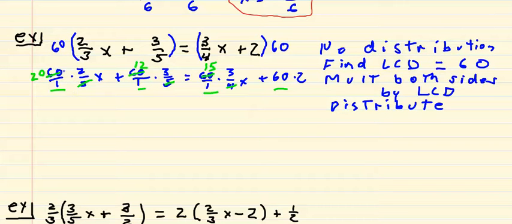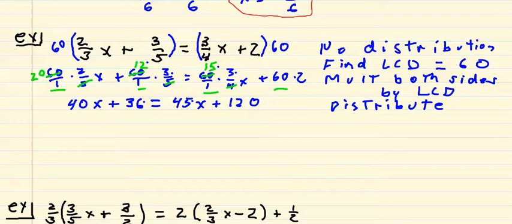Now I just multiply across. We have no denominators left, hence we have no fractions. So I'm left with 40x plus 36 equals 45x plus 120. 20 times 2, 40. 12 times 3, 36. 15 times 3, 45. 60 times 2 gives me my 120.